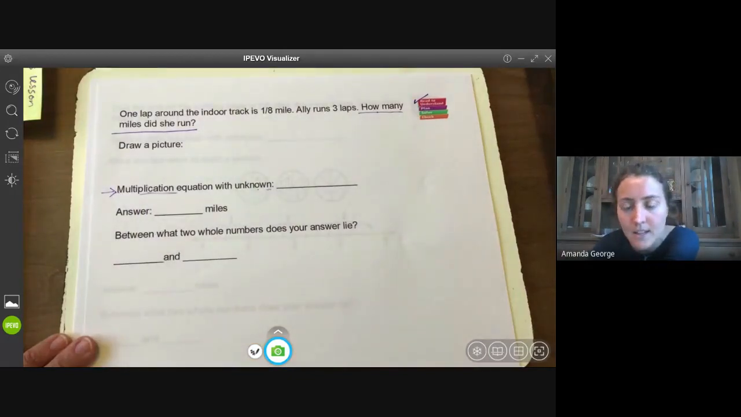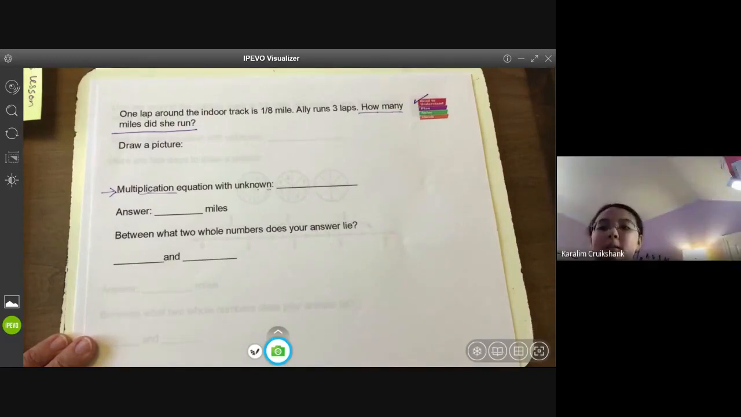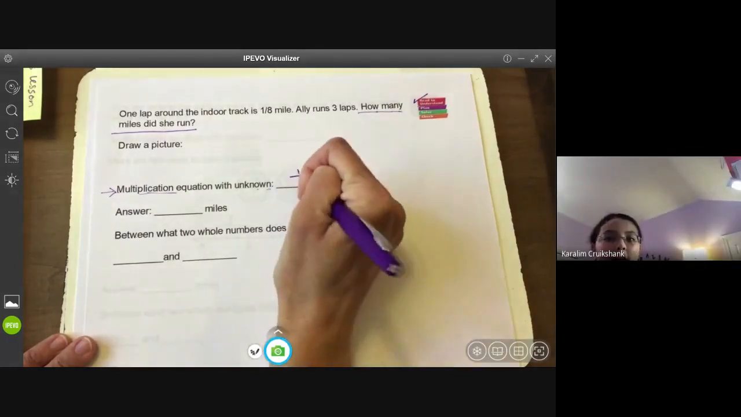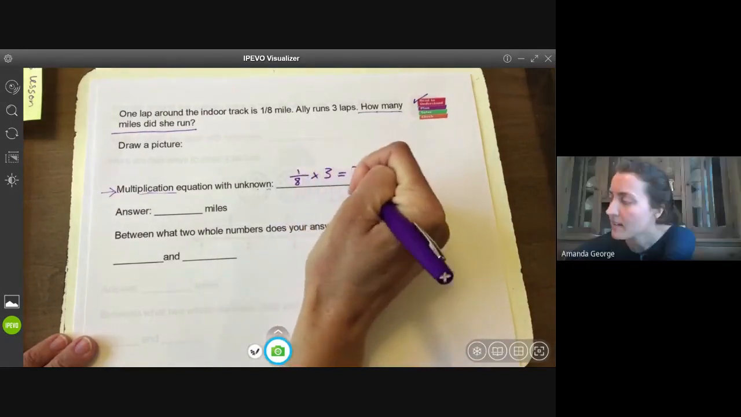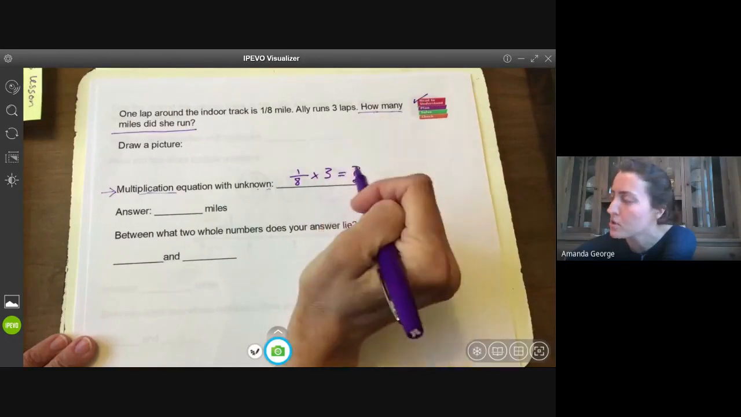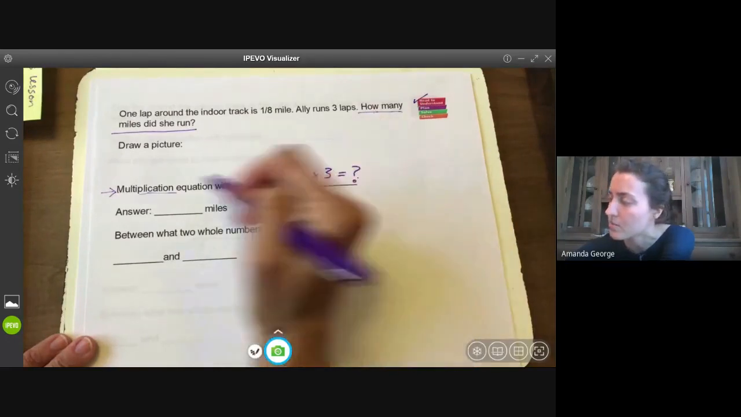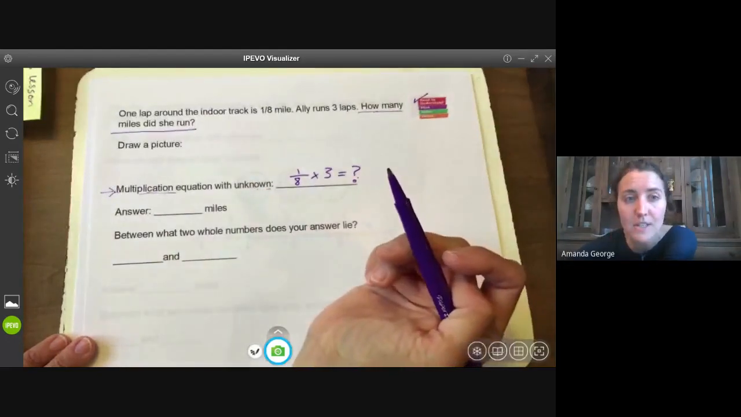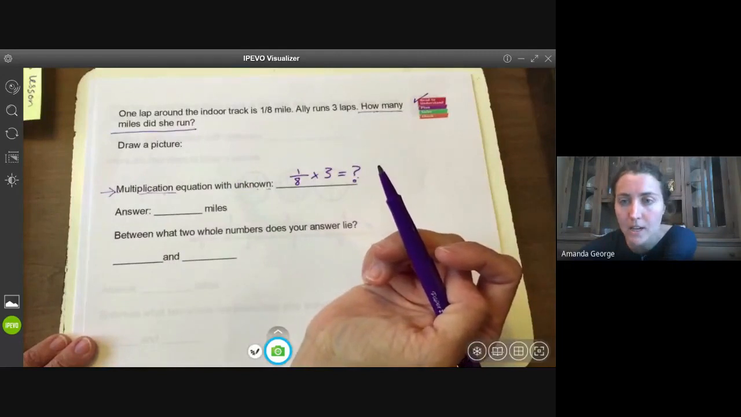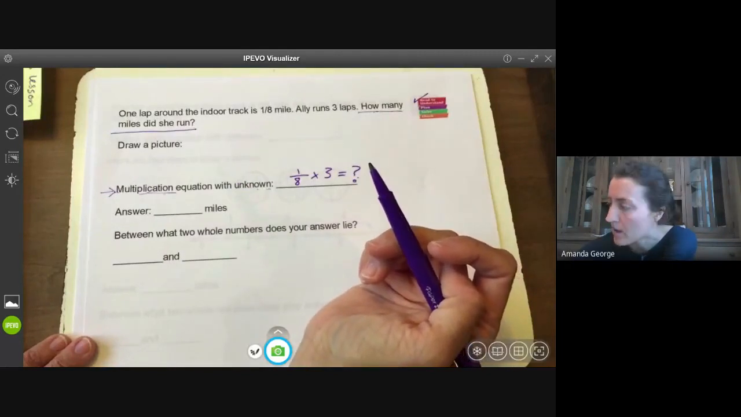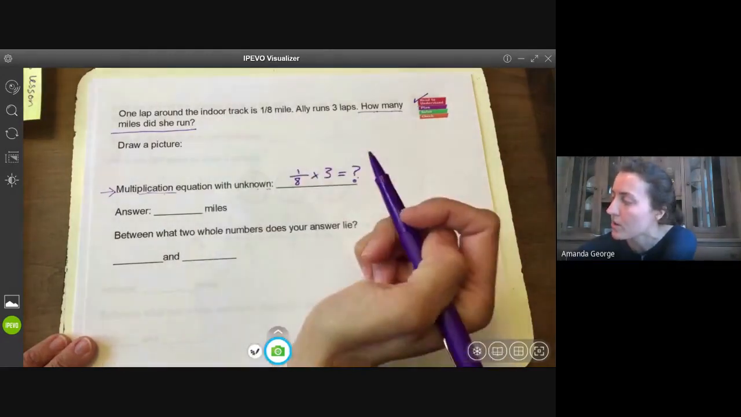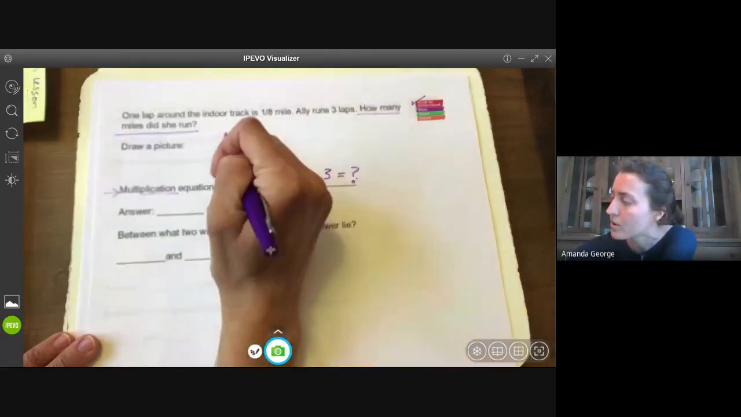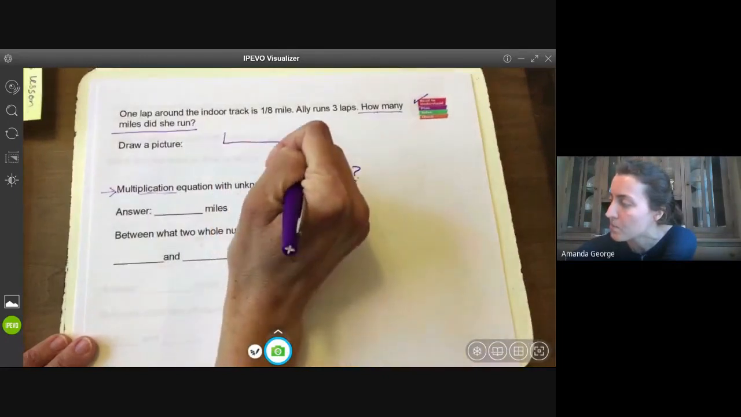Carla. It would be 1/8 times 3 equals question mark. Excellent. She represented the problem. She made sure she had her unknown, used multiplication. Okay, now it's going to be a little easier for me to draw a picture. So there's more than one way you could draw a picture, but I'm just going to do a fractions bar.